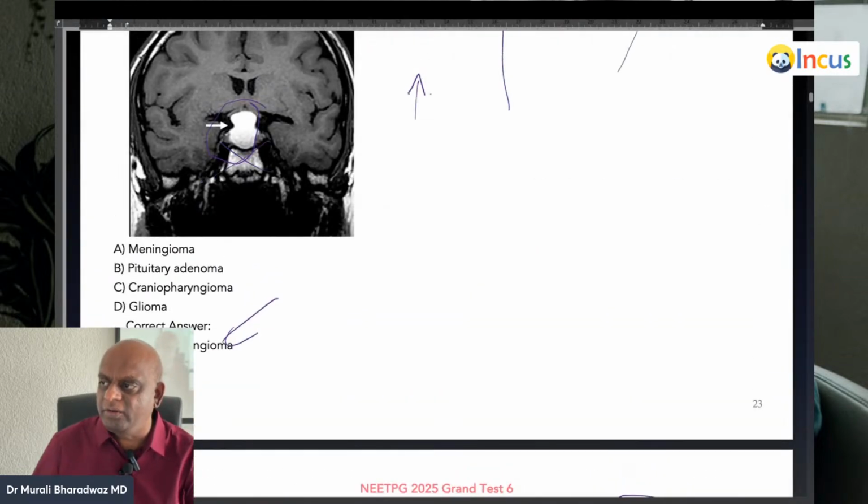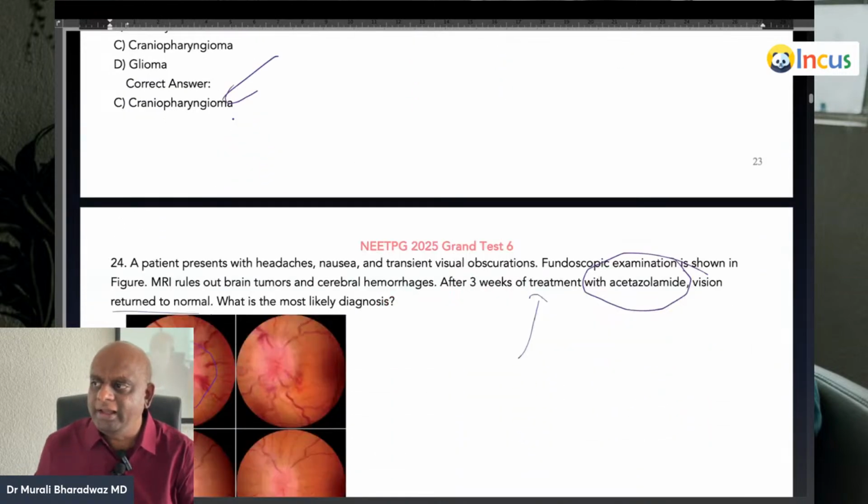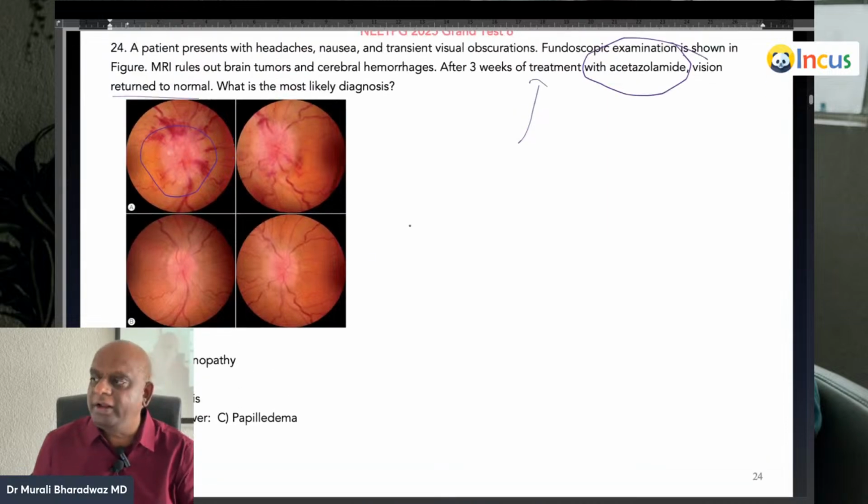This is the area where your optic chiasma is sitting, no? So craniopharyngioma is suprasellar. So that's the reason for vertically downward compression. So here papilledema. So what is a very important rule?